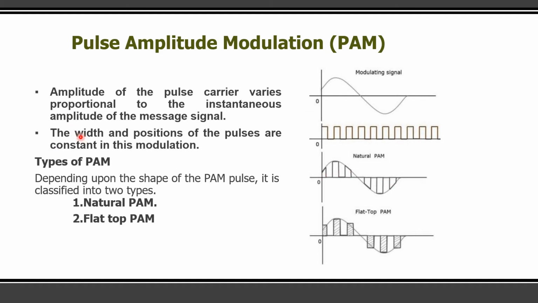In this modulation, the width and position of the pulse are constant. For each and every pulse, the width and also the position remain constant after modulation. Two types of PAM signals are available: natural PAM and flat top PAM. In natural PAM, the top of the pulse has a shape identical or similar to the shape of the modulating signal. In flat top sampling, the top of the pulse will be flat.